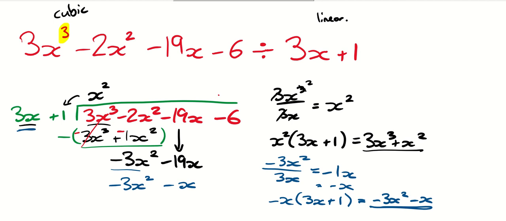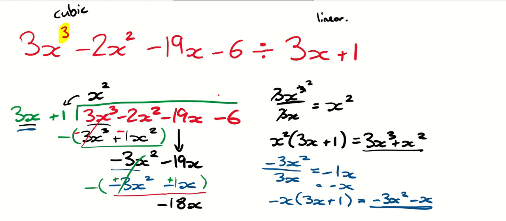Okay, same as before, we're going to subtract this underneath. So we're going to minus, so minus 3x squared minus minus, so plus, those will cancel out. Minus 19 minus minus x, so that's minus 19x plus 1x will give us minus 18x.